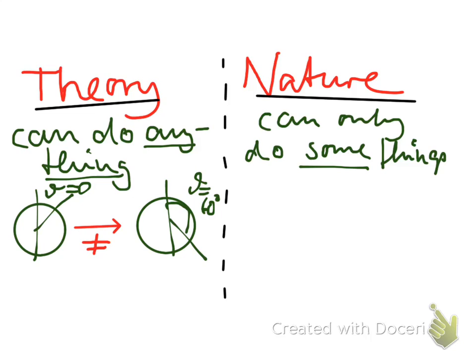But in nature, if I had such a perfect sphere, I wouldn't want it to matter whether theta is 0 degrees or 60 degrees, because it's going to be the same object.